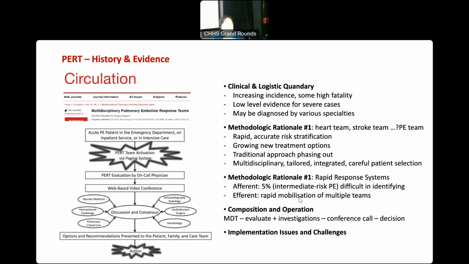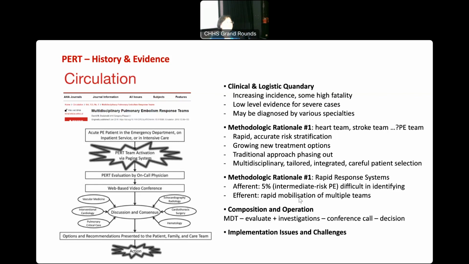The second rationale is that we have a very well-established rapid response team. Why can't we use the same pattern to save those patients? Not only that, the efferent limb is very difficult. Who is the one going to die? Who is the one that may not? And the second thing is we can rapidly mobilize multiple teams from one single point.